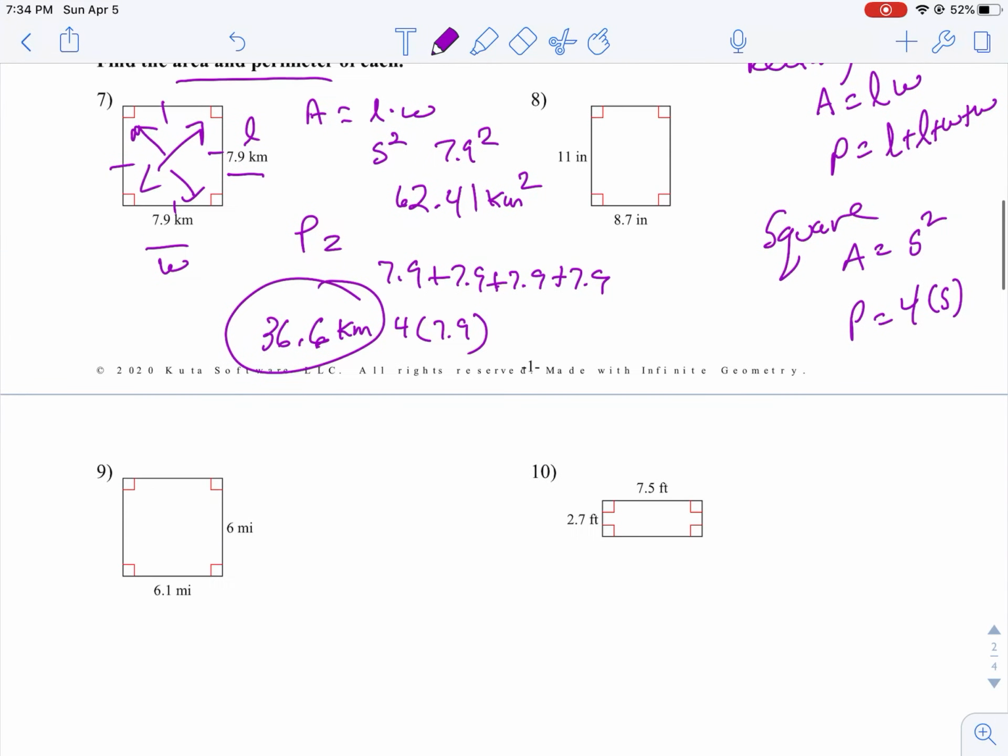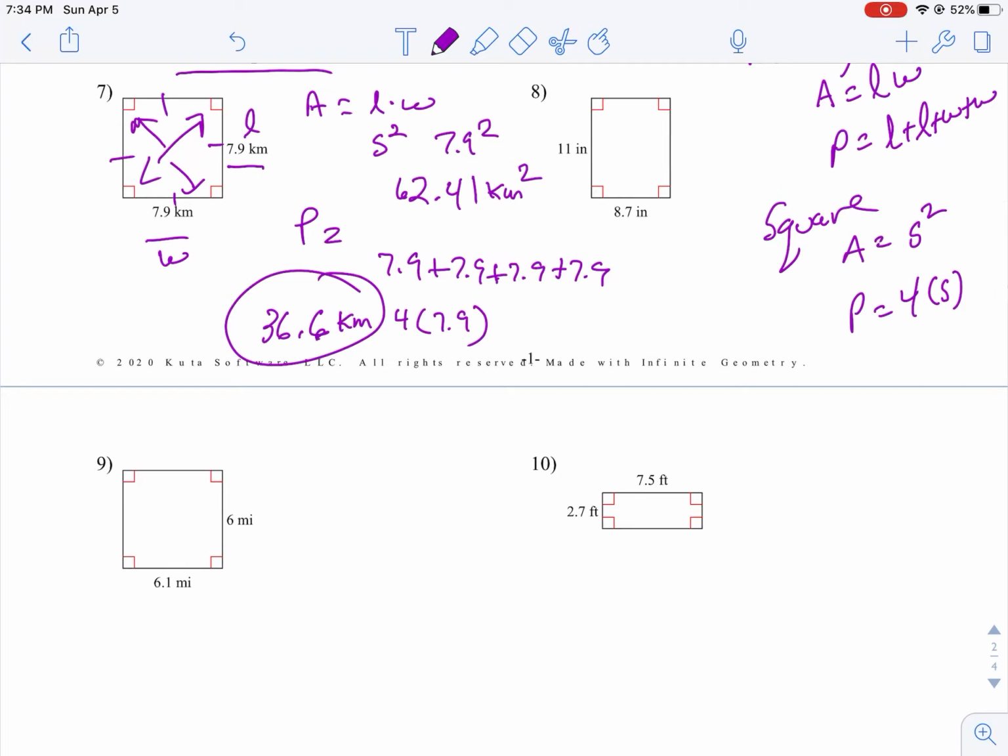Okay, again, it's not just calculator work. I don't want just the answer. The best thing to do is write the formula and then plug everything in, show me those numbers, and then give me that final answer. Okay, that's all we're doing today.